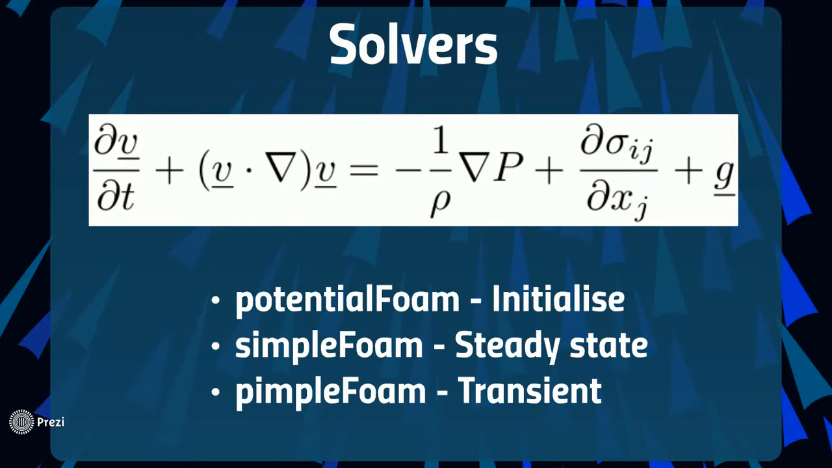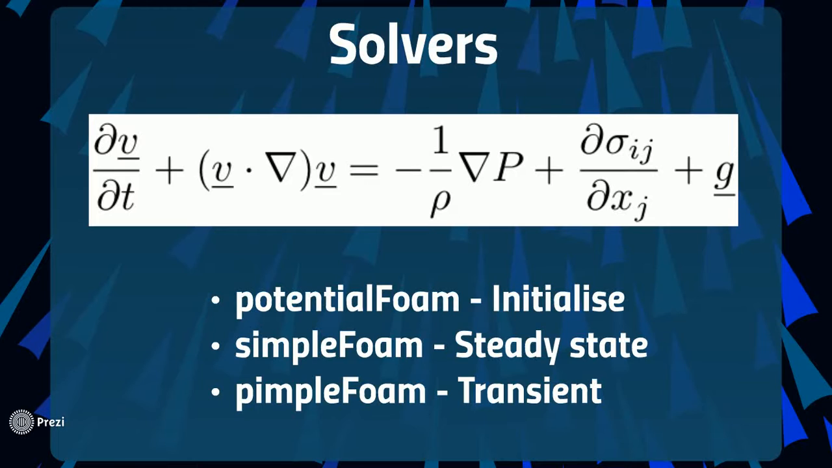Solvers. The principal equation that must be solved in order to calculate flow variables, such as velocity and pressure, is the Navier-Stokes equation shown on the screen. OpenFOAM has a variety of solvers to do this. These are the 3 I used. potentialFoam is used to initialize the problem by means of generating starting fields. simpleFoam is a steady-state solver for incompressible flow.